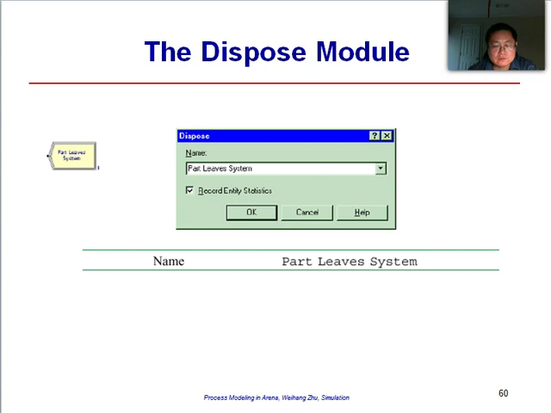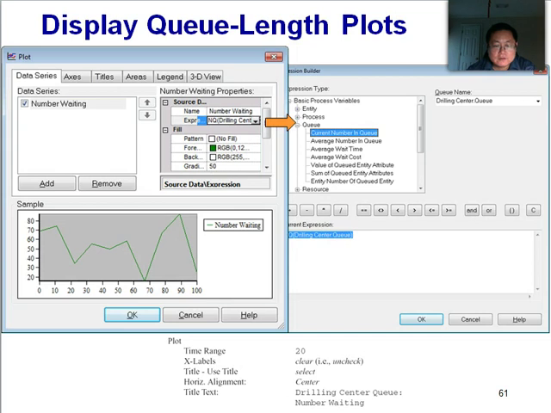Double-click the Dispose module and rename it as Part Leaf System. That's all. Next, we can add the dynamic plots. After you click the Plot button, you can see a Plot dialog box. In the Data Series tab, click Add button to add a new series. In the Series 1 Properties panel, we can rename it to Number Waiting.